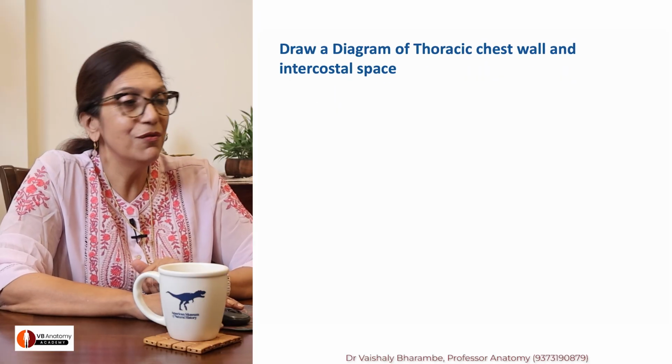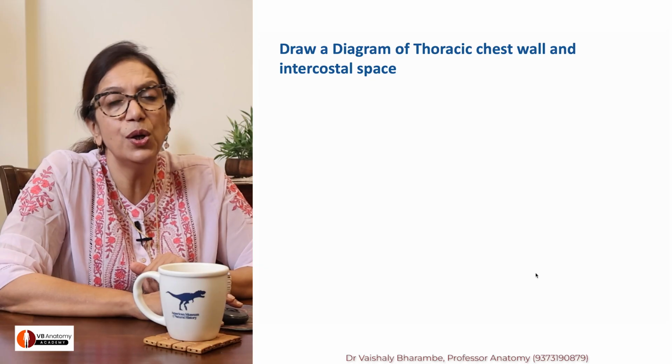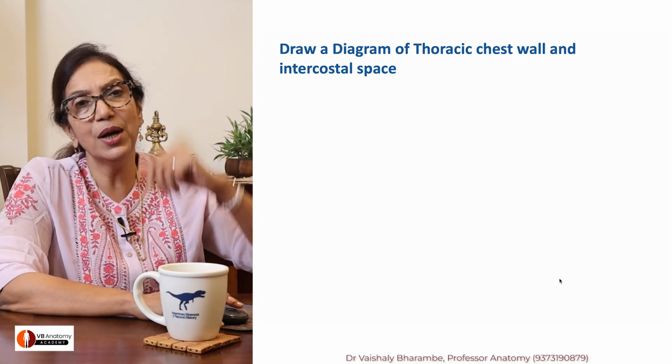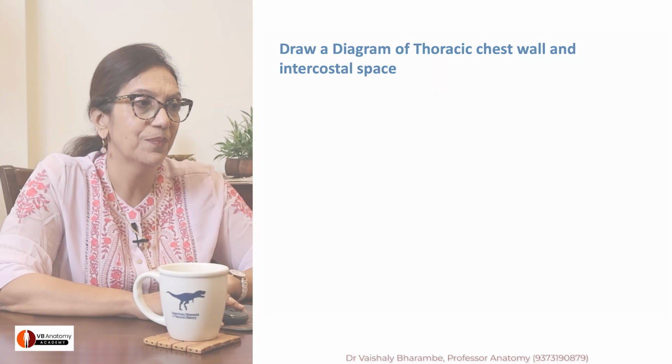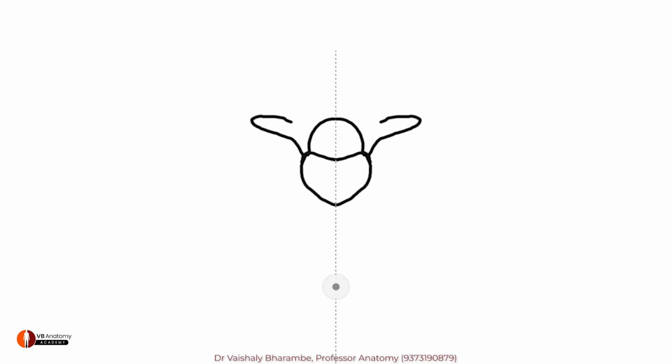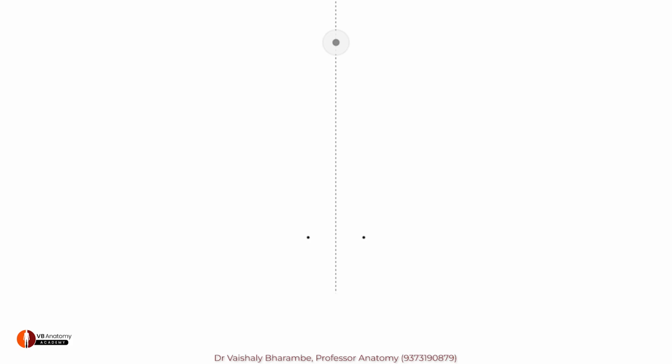It would be wonderful if you can draw a diagram of thoracic chest wall and intercostal space with me. Come on, take your color pencils and let's begin a diagram. We'll first draw the vertebra. Here's your heart-shaped thoracic vertebra, the vertebral foramen, the transverse process, and the spinous process. So vertebra is now ready. Now here in the front we are going to draw the sternum.